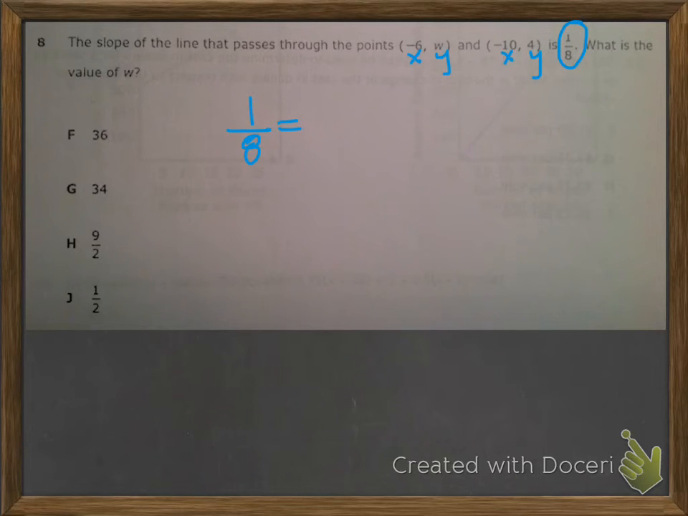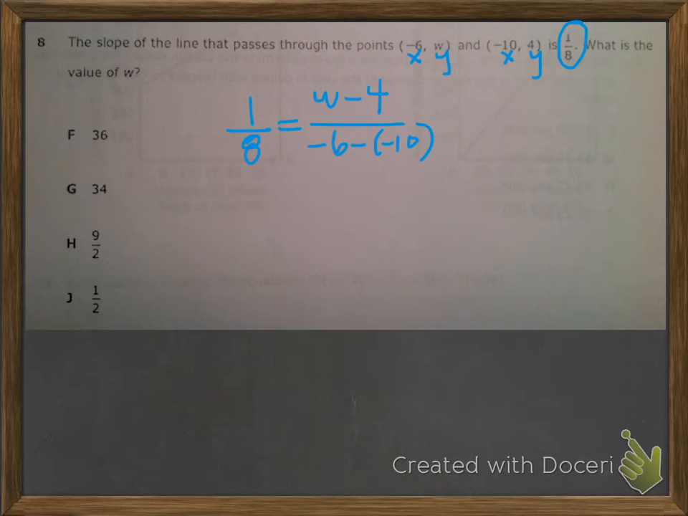So I'm going to subtract my y's in the top, subtract my x's in the bottom, and I know that this slope that I'm figuring out needs to equal 1/8 because that's what it says. So my two y values are W and 4, so I can do 4 minus W or W minus 4. I think I'm going to do W minus 4. So in the denominator, I need to subtract my x's. That's negative 6 minus negative 10.